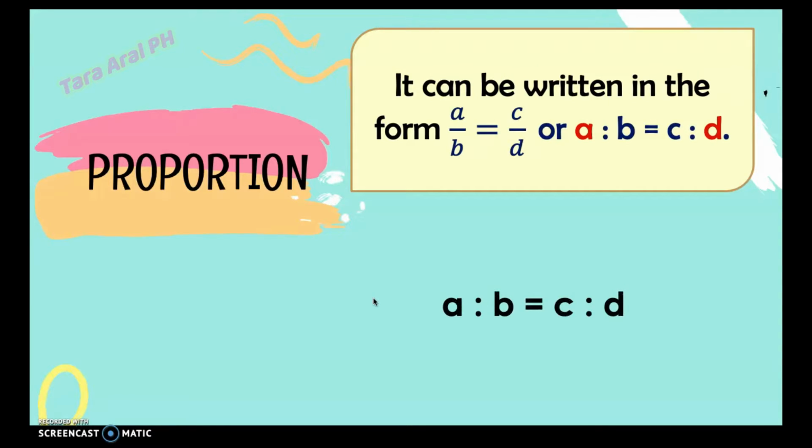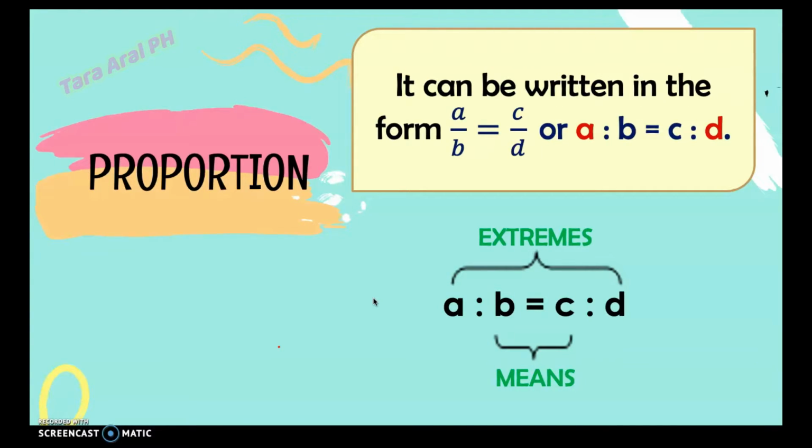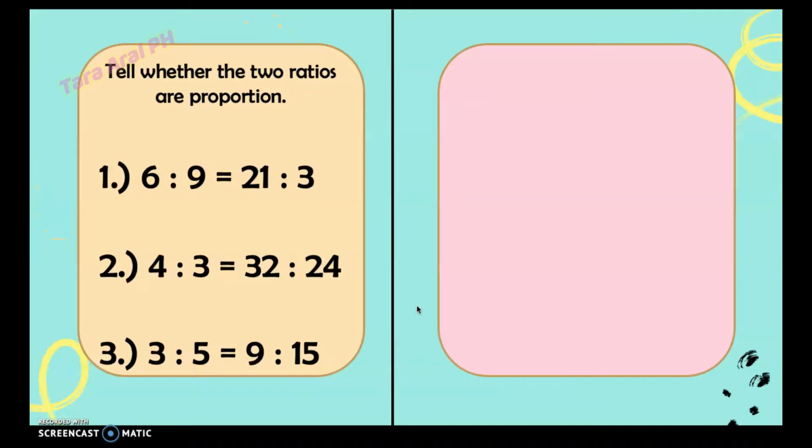Now that A is to B is equal to C is to D, the B and C are called means, and the extremes are A and D, meaning the outer numbers are called the extremes and the inner numbers are the means. Two ratios are equal, or they are called proportion, when the product of the means is equal to the product of the extremes. Let's have these examples.